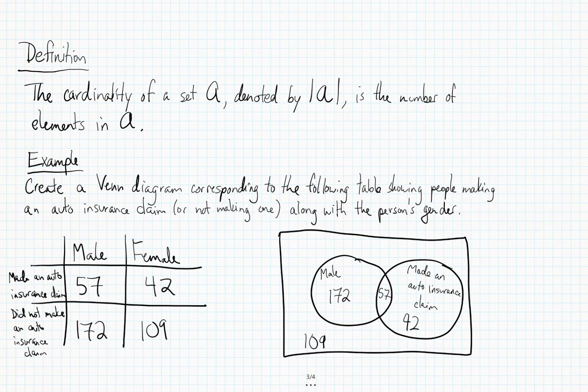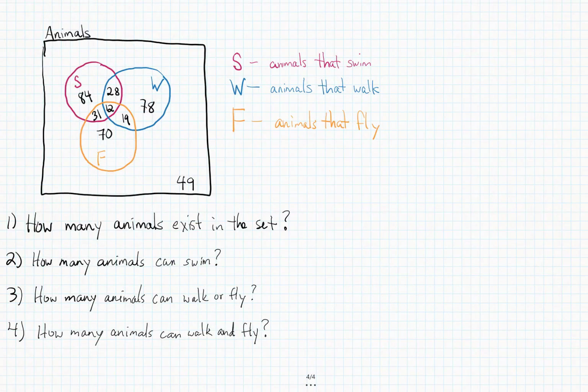Okay, so moving forward, let's try and actually have some numbers in there and work the other way around. So how many animals exist in the following set up here, where we have this red S indicating animals that swim, the blue W being animals that walk, and the orange F being animals that fly. Well, all we need to do to find the total number of animals is add up all these numbers. So we take the 84 plus the 28 plus the 78 plus the 31 plus the 12 plus the 19 plus the 70 and plus the 49. That should be all animals in existence, since all of these are animals inside this square. And if we add all that up, we get 371.